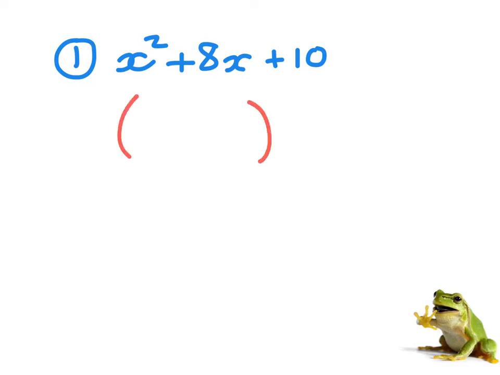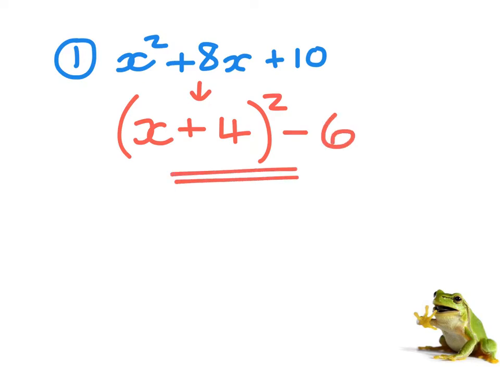So remember, we need a bracket squared and then there's a number at the end. Inside the bracket goes x, because x times x makes x squared, and then we half this number to give us plus 4. Now we'll look at these numbers here at the end, this 4, and we square it, and 4 squared is 16. We then ask, how do we get back to 10? And the way we get back to 10 is by taking off 6. Okay, so you've got two examples similar to that to do.